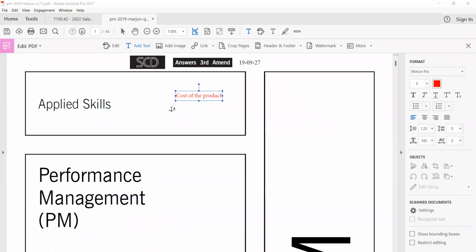So the cost of a product comprises direct material cost. Let's say the direct material cost is so and so, we put XSSS. Then we have direct labor cost, we also put SSS. Then we have overheads. Overheads, right. So we also put SSS.